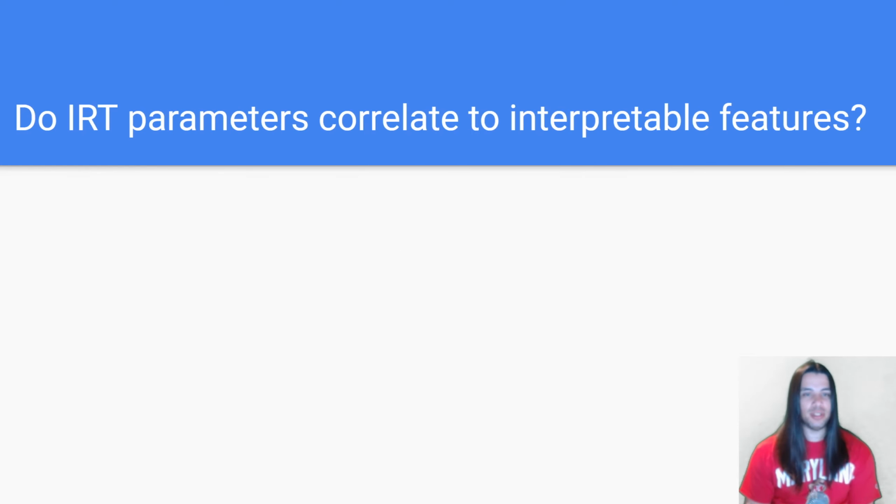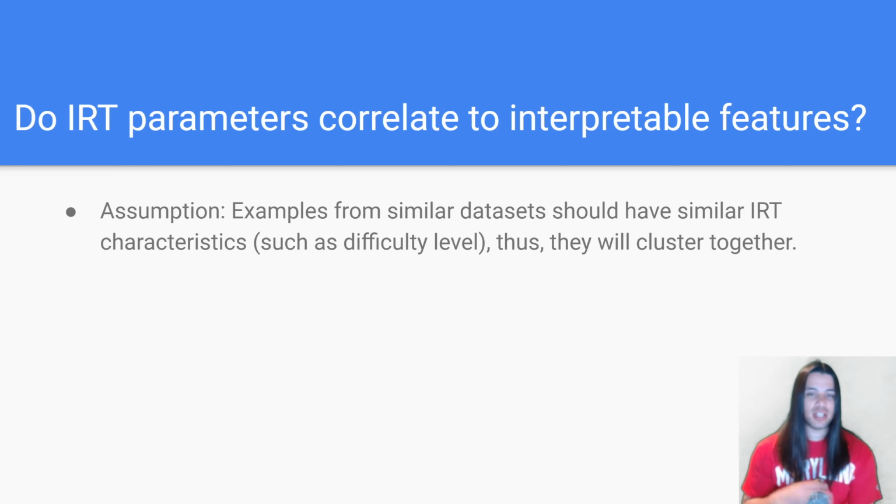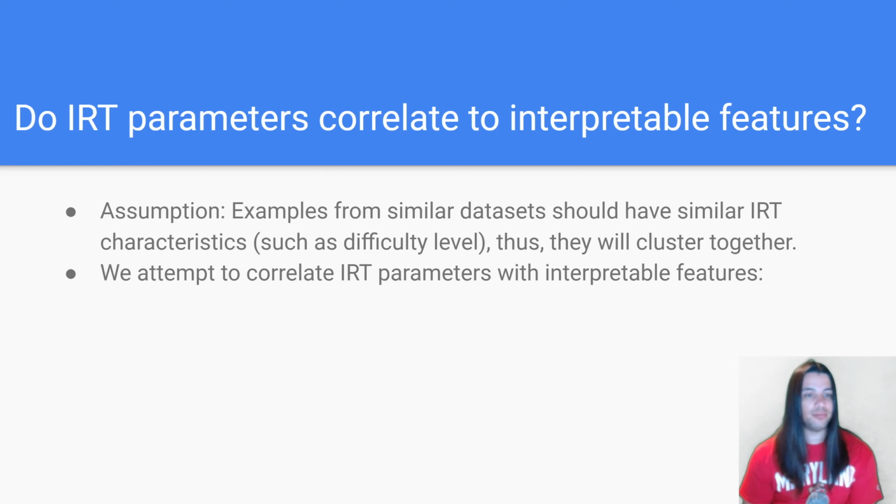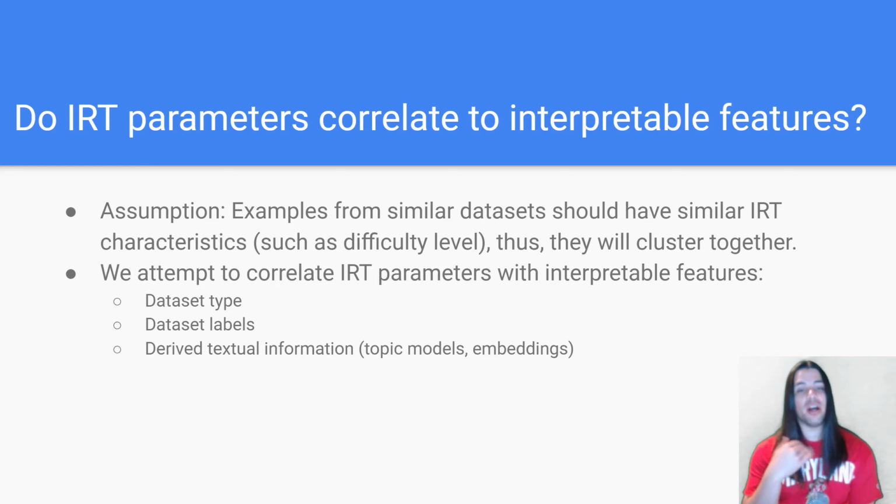So moving to our experiments, the first thing that we wanted to ask is, do IRT parameters correlate to interpretable features? And the assumption is that examples from similar datasets, like examples from Yelp or Amazon reviews, should have similar IRT characteristics, such as the difficulty of the examples along particular dimensions, and thus hopefully they'll cluster together, and we'll see that. So we attempt to correlate IRT parameters with interpretable features by either dataset type or dataset labels, or derived textual information like topic model identities.